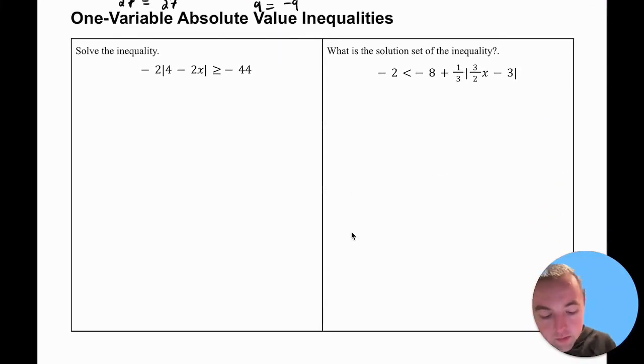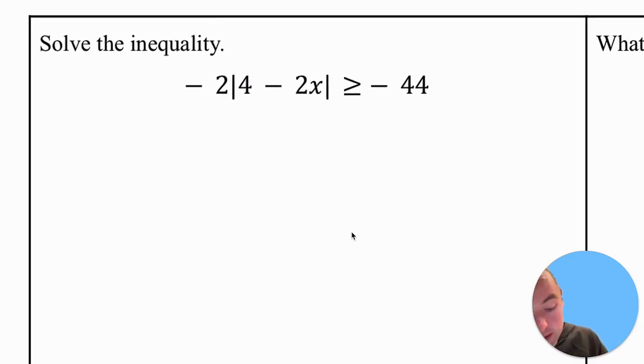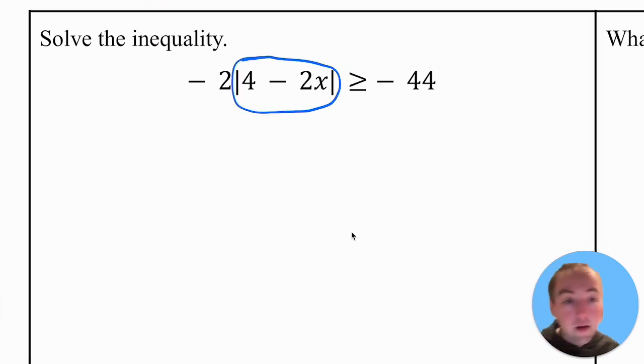All right, so finally, jumping to some inequalities. We want to solve this inequality. You can see there's a greater than or equal to, but what really matters is that let's first get this absolute value isolated, and then we can talk about conceptually what's happening. Whether you're solving an equation or an inequality, get that absolute value alone, okay?